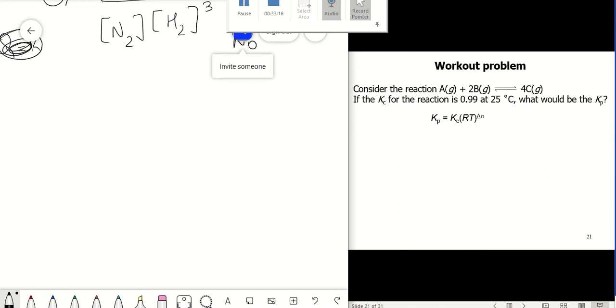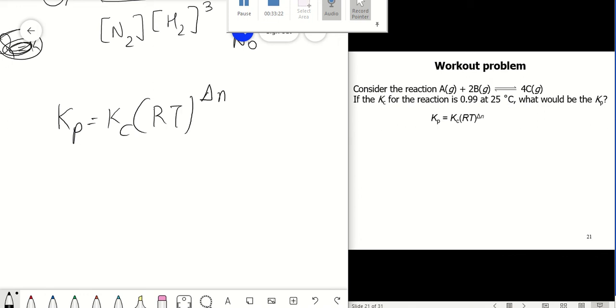Let me write that down right here. Kp equals Kc times RT to the power of delta N. Kp is what the question is asking us to calculate. Kc is given to us. R is a constant value. We know it already. Temperature is given to us as well. Only important thing is we have to make sure that we are using the right units of temperature. Delta N is not given to us, but can we solve for delta N? Yes, we can solve for delta N.